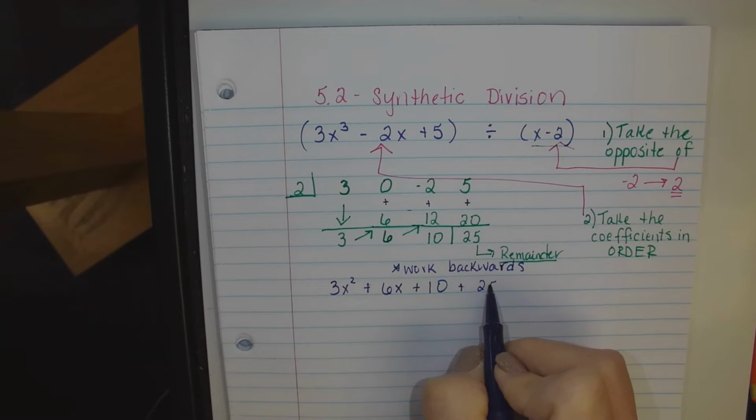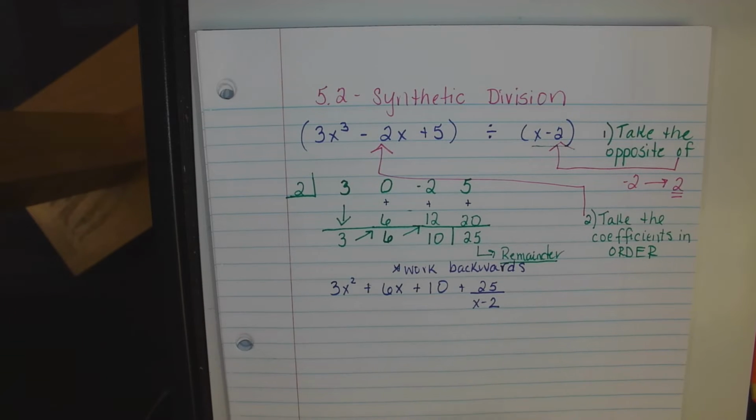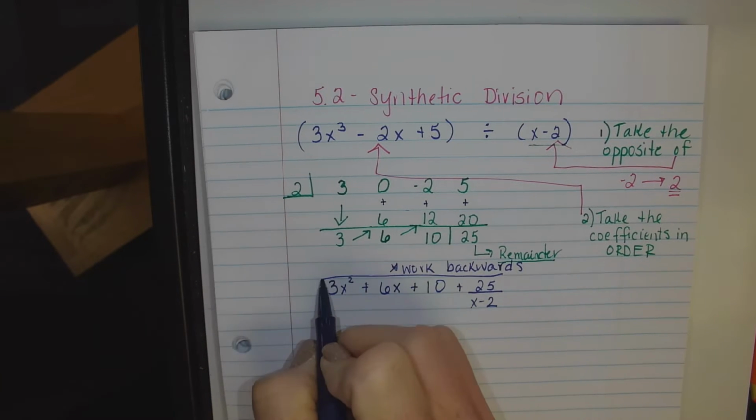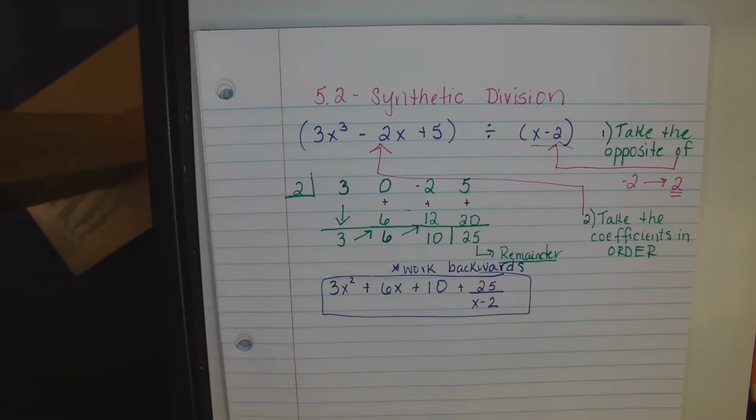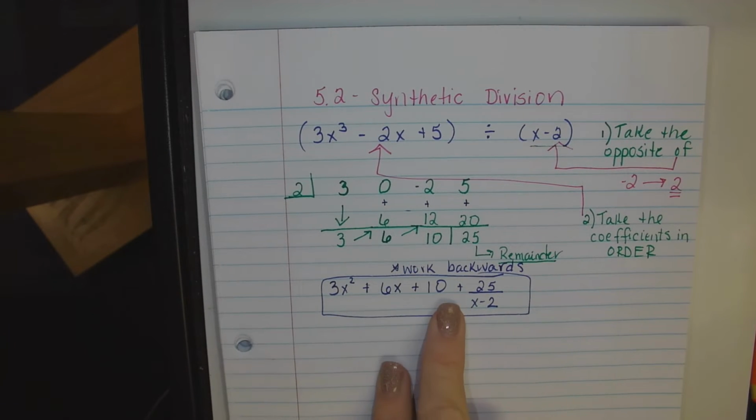Plus 25, there's our remainder, over x minus 2. Okay, so I'm working backwards. I have my just coefficient. So here's my 10, 6, and 3. You're going to start here, and you're just going to keep going backwards.